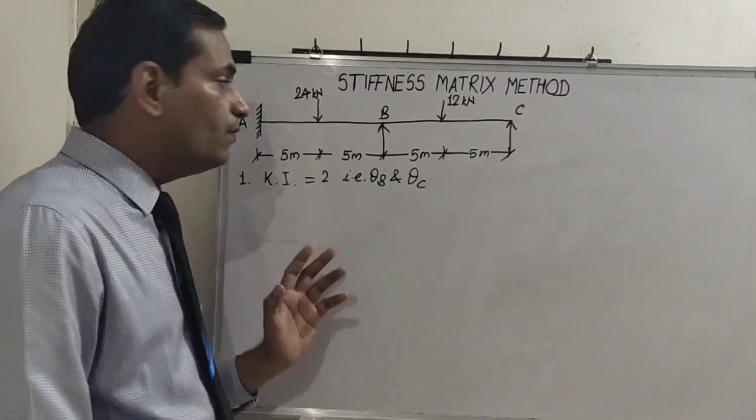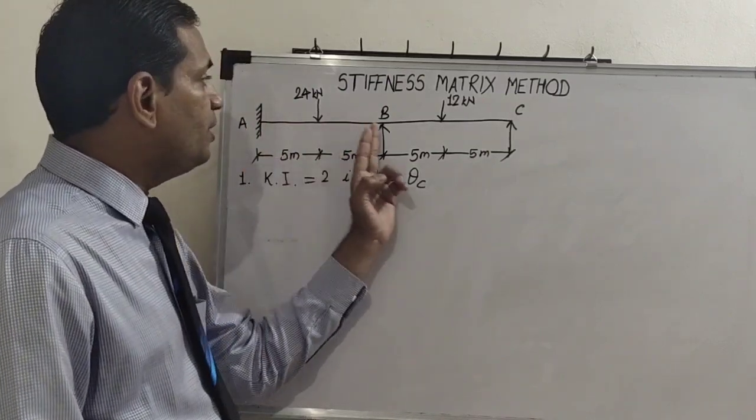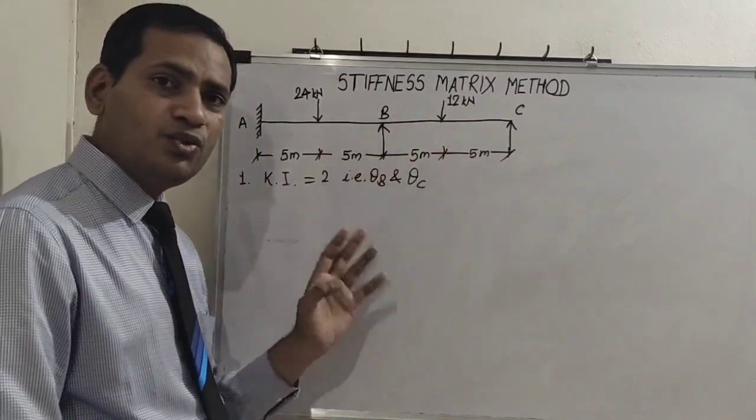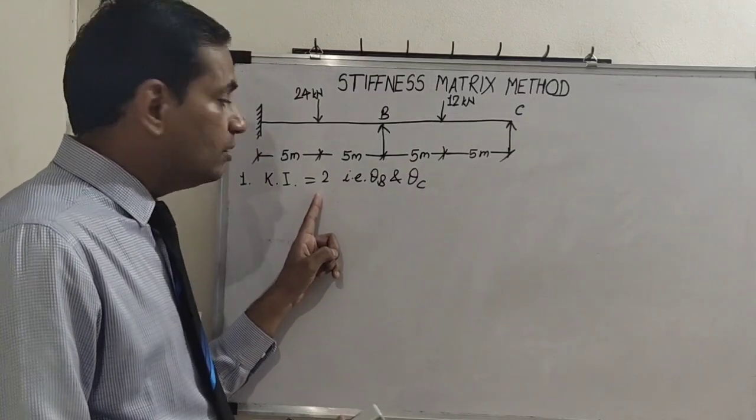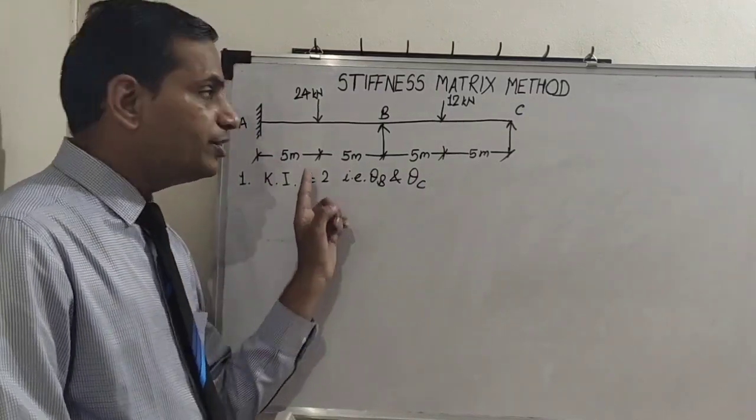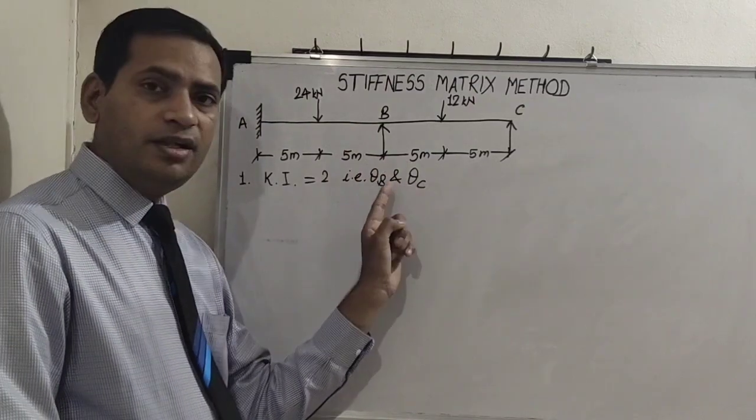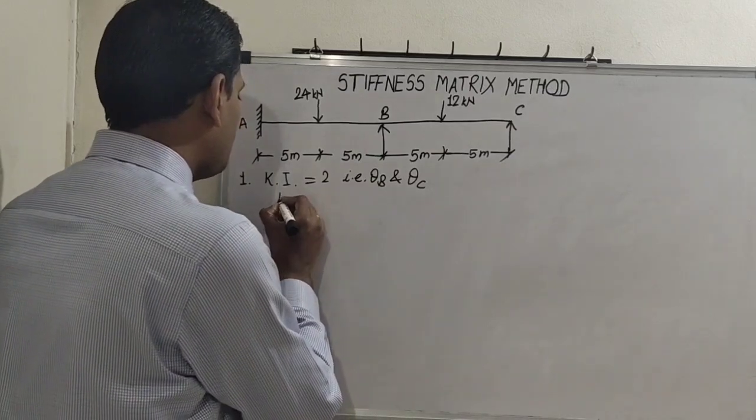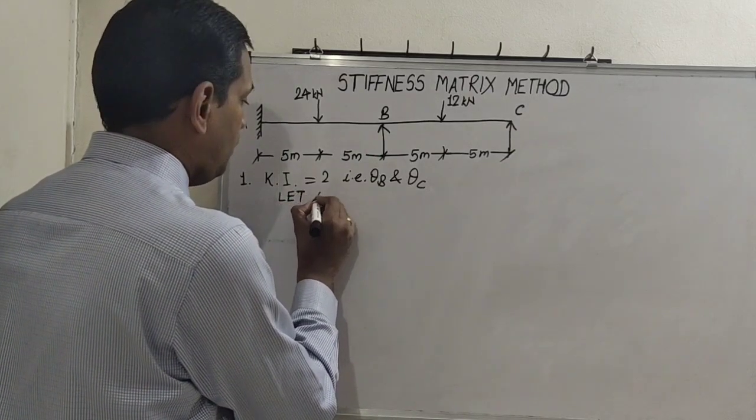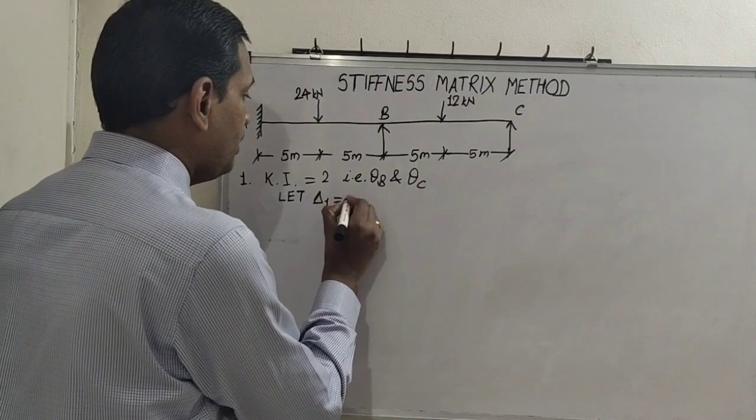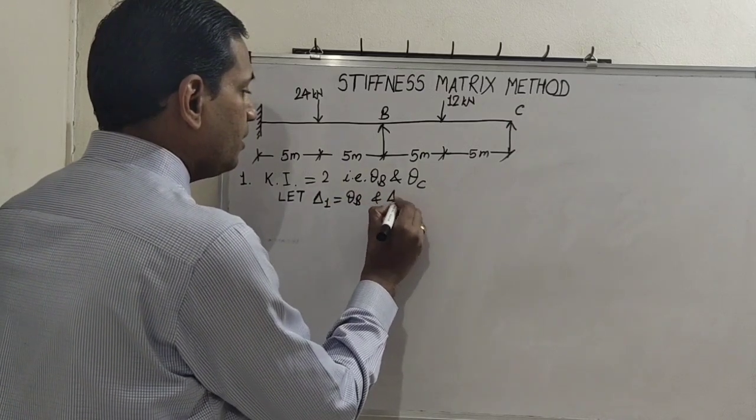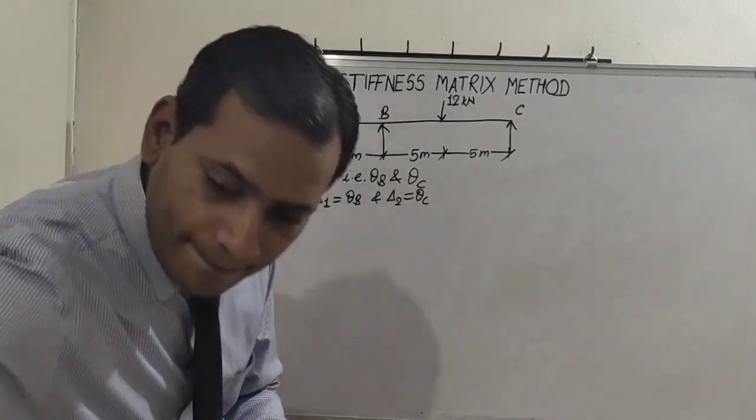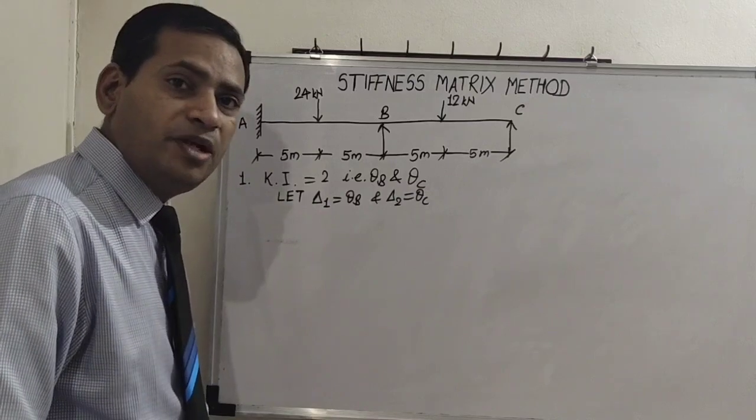Out of these 4 we have to neglect axial rigidity of these two members. There are two members, AB and BC. So 4 minus 2 is 2. And those two unknown displacement quantities in the beam are theta B and theta C, rotations of B and C. So we will assume that these two rotations are delta 1 and delta 2. So let delta 1 be theta B and delta 2 be theta C. So this will be your step number 1.